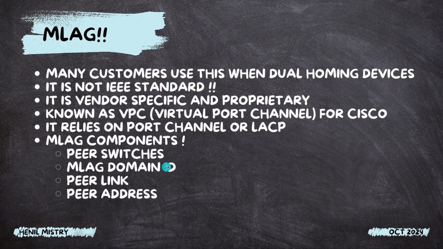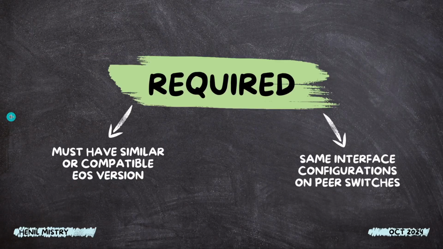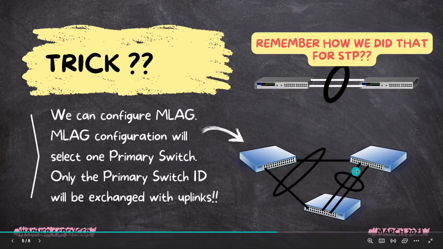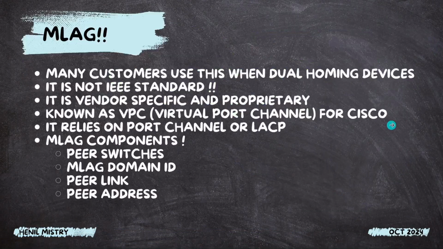Next is the MLAG domain ID. We configure the domain between the two peer switches, and that is known as the MLAG domain ID. Another is the peer link. The peer link is the port channel that we have configured between the two peer switches.